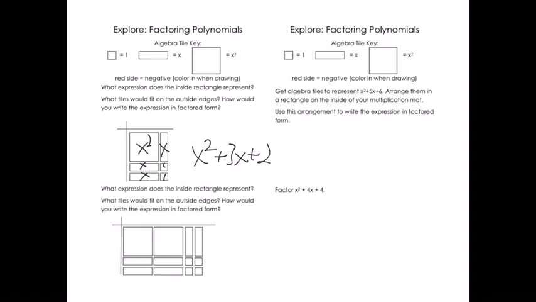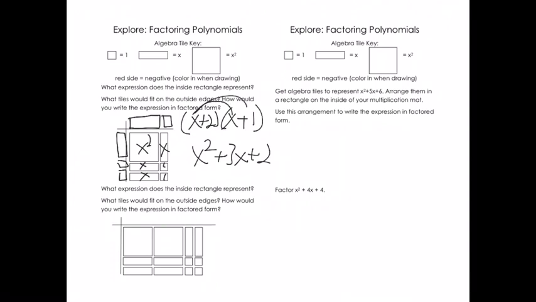So how does that factor? Well, I think I see an X. I see 2 units this way. I see an X this way. I see 1 unit this way. So I'm seeing X plus 2 times X plus 1.